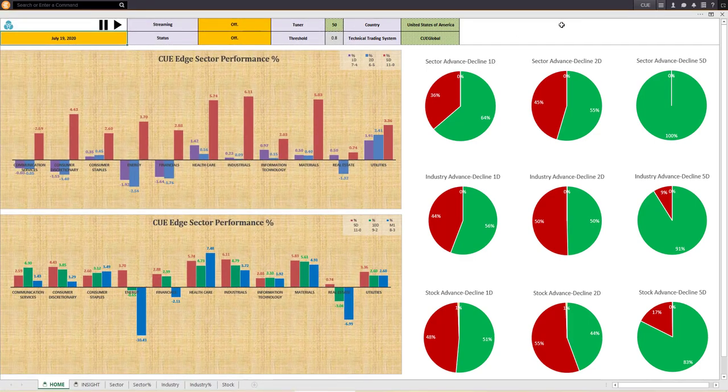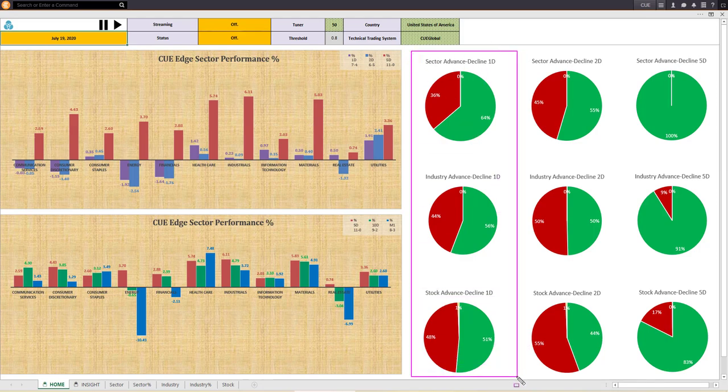This is Q Edge, the real-time sector industry rotation analysis tool. The home page shows the market view. Sector advanced decline, industry advanced decline, and stock advanced decline for 1 day, 2 day, and 5 day periods. During market hours, this 1 day will represent real-time advanced decline market depth. You may also see the sectors using bar charts across 1 day, 2 day, and 5 day. Again, during market hours, 1 day will represent real-time performance.